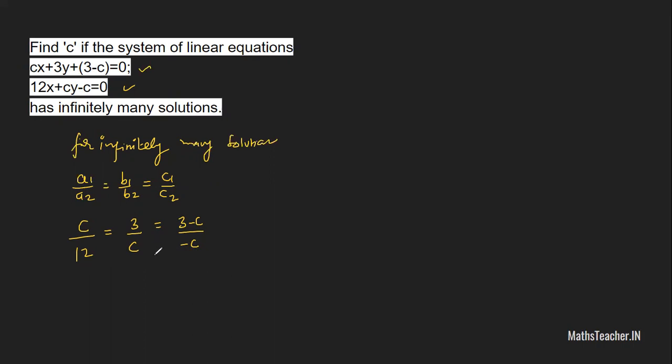Now we have to take the first two in the beginning. If we get more than one value, then we need to solve with the last ratio. Otherwise, we don't have to. So let's solve the very first two. I'm going to take c upon 12 is equal to 3 upon c. Let's do the cross multiplication, and c square is equal to 12 into 3, so c square is equal to 36.